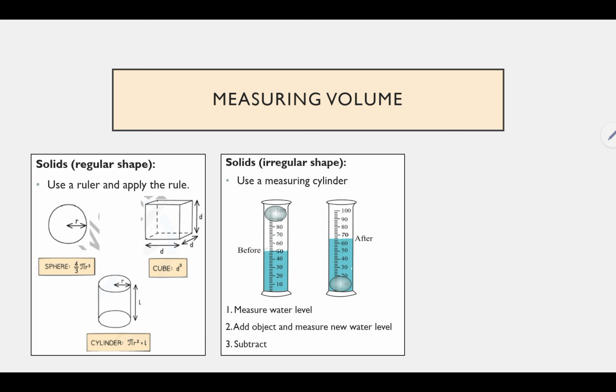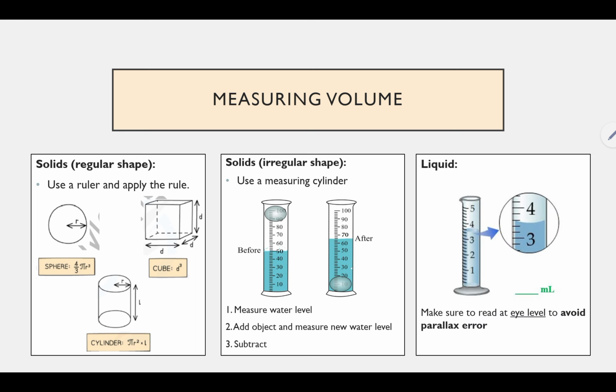For an irregularly shaped solid, you need a measuring cylinder. We have 3 steps. Usually this question is for 3 marks. So the first step is I'll measure the water level in my measuring cylinder and I'm going to write it or note it down. Number 2, add the irregularly shaped solid and measure the new water level or mark it and write it down. Finally, I'll subtract the final volume minus the initial volume to get the volume of my irregularly shaped solid.